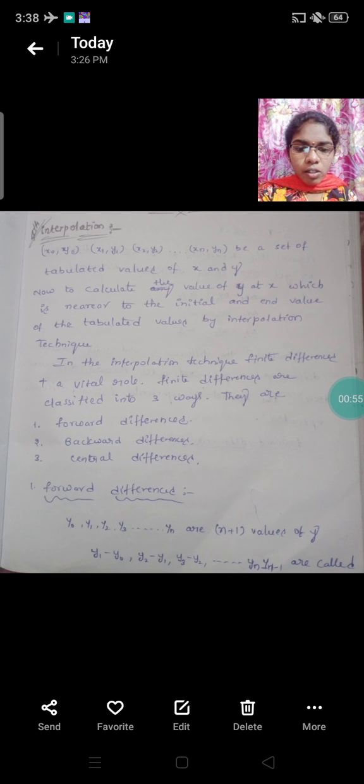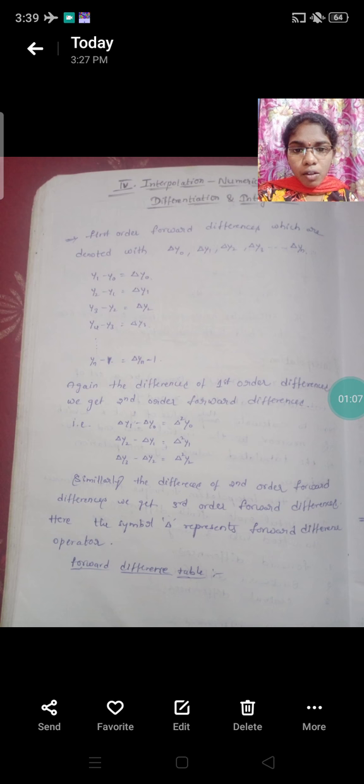y1 minus y0, y2 minus y1, y3 minus y2, etc., yn minus yn minus 1 are called the first order forward differences, which are denoted with delta y0, delta y1, delta y2, delta y3, etc., delta yn. y1 minus y0 equal to delta y0, y2 minus y1 equal to delta y1, y3 minus y2 equal to delta y2, y4 minus y3 equal to delta y3, and so on. yn minus yn minus 1 equal to delta yn minus 1.